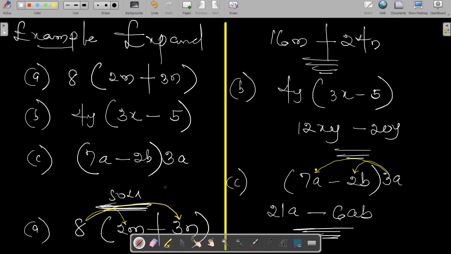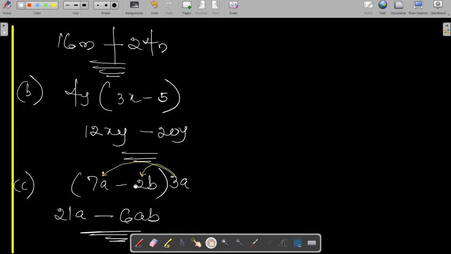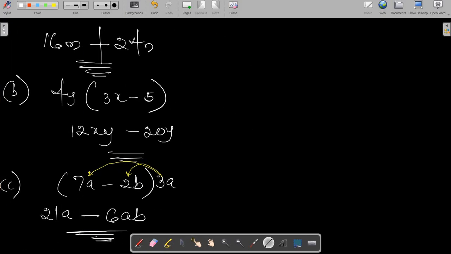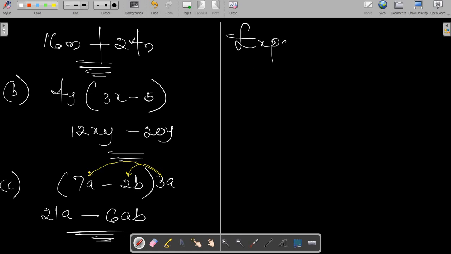Now let's take another example down. So let's say we are given something like this. We are asked to expand this A, which is minus 7 into bracket 2n plus 3.